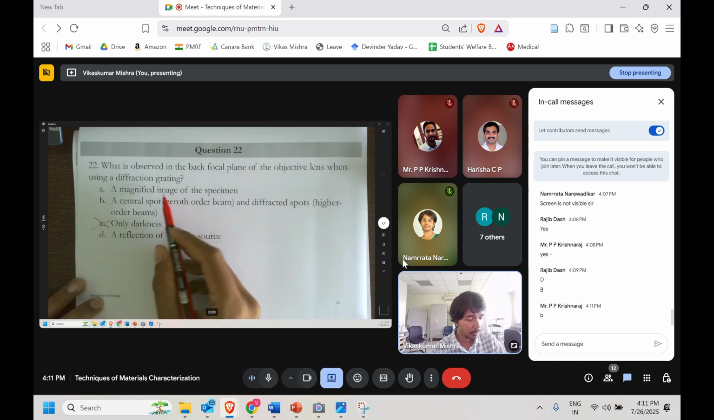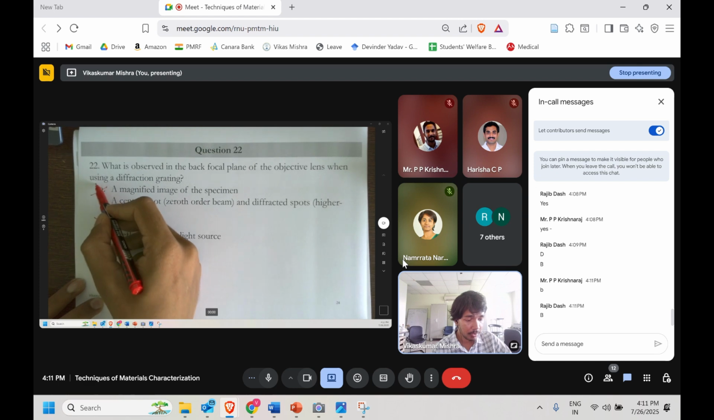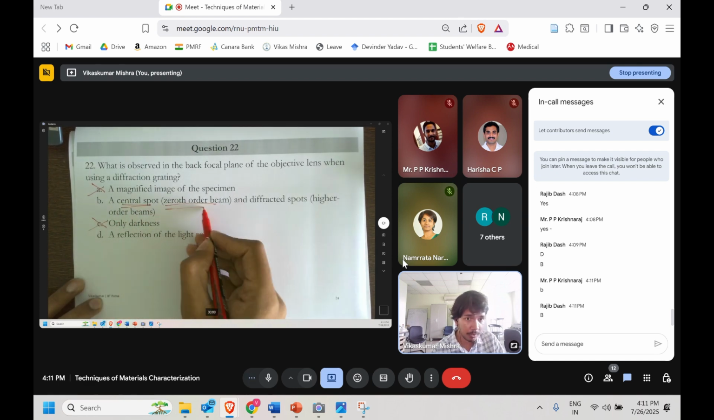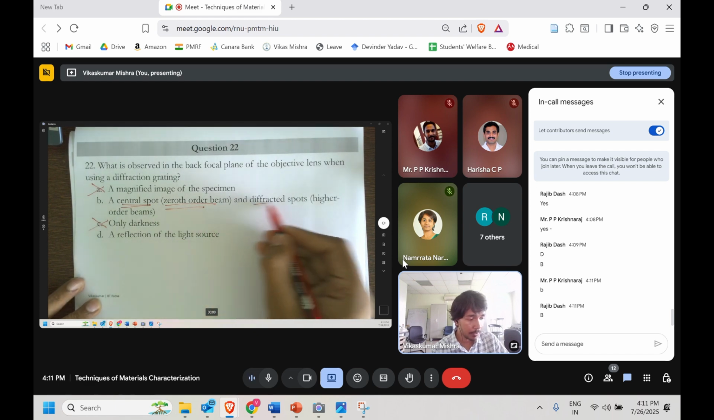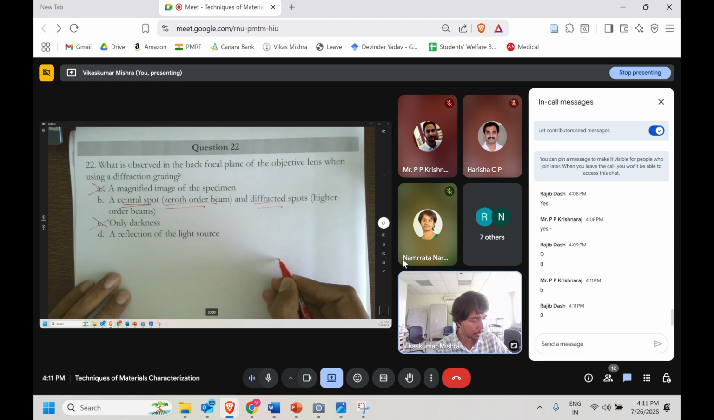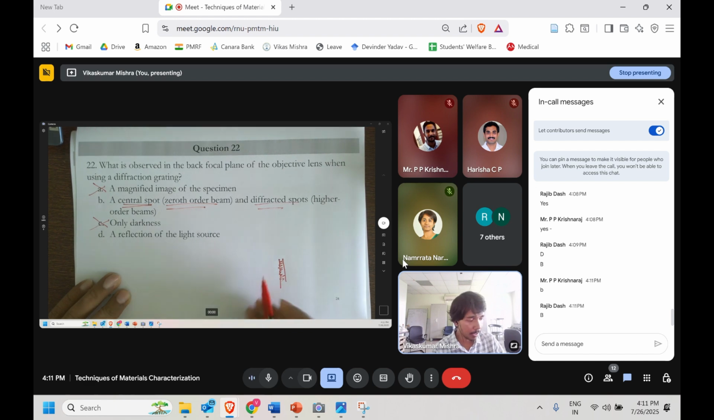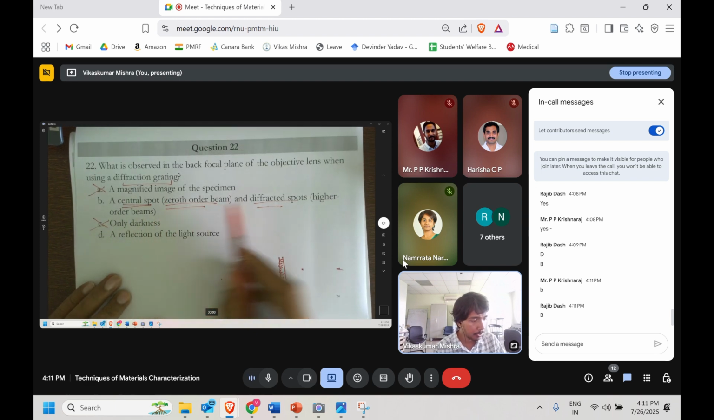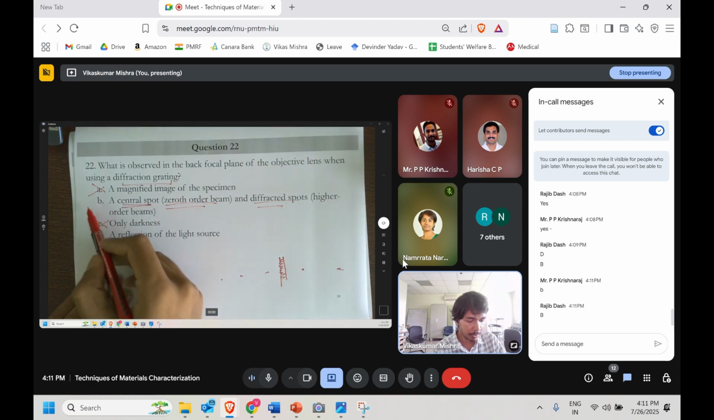Only the darkness? No. Magnified image of the specimen? No. What we are able to see is that the central spot is there, and then there are diffracted spots. At the center the intensity will be very high, and after that a few bright and dark spots will be there. So if we use the diffraction grating, then we get this, option B.